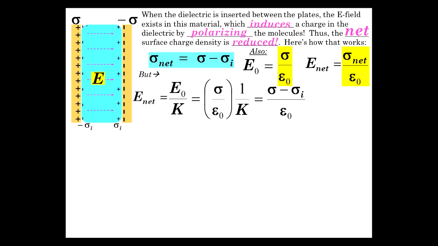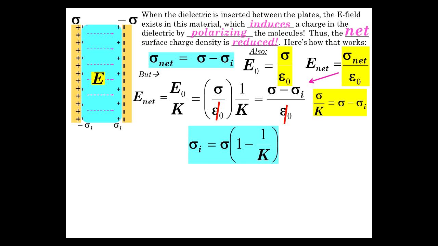Now, the electric field is E0, sigma over epsilon 0 times 1 over K. And that is the net electric field, sigma minus sigma I, over epsilon 0, but that really comes from this: E net is sigma net over epsilon 0. So we have all this, these two terms here, epsilon 0 goes away. And so we can say sigma over K is sigma minus sigma induced as an intermediate result. Solving for sigma induced, we get sigma times 1 minus 1 over K.